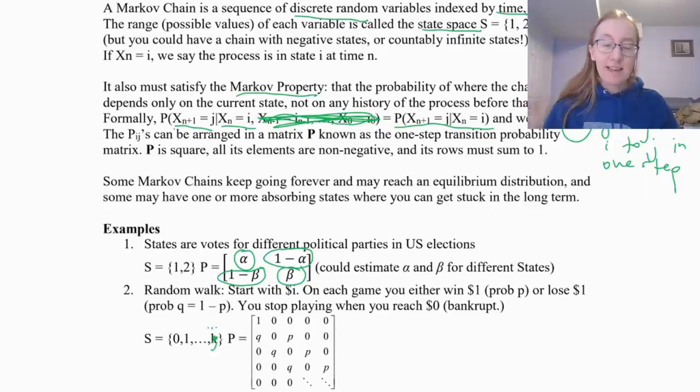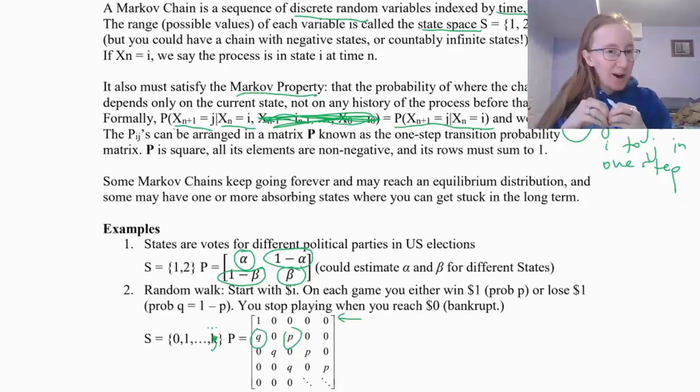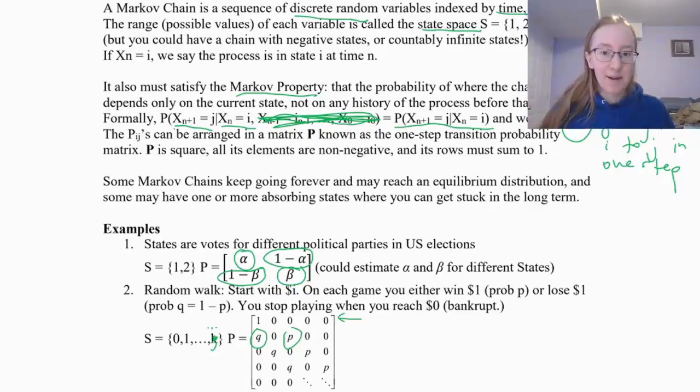So our state space here is all of the non-negative integers, and each row of this matrix looks like this. The first row looks like this, where if you're in state 0, for sure you're staying in state 0, so you're stuck there. If you're in state 1, though, you could either go up to state 2 with probability P, or you could go down to 0 with probability Q, but you can't stay where you are. So you could either go up or down, and that's it. And again, that row sums to 1 because Q plus P is equal to 1.